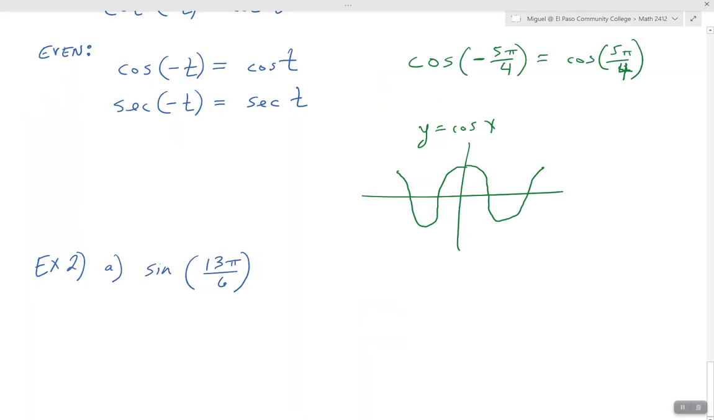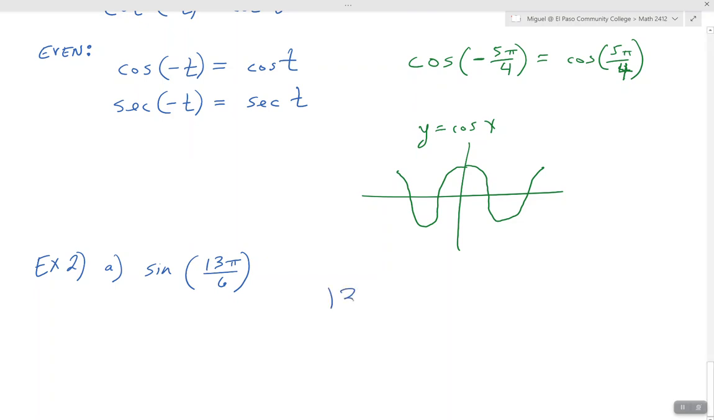So 13 pi over 6. Because it's bigger than 2 pi, remember the unit circle is only one revolution, so it only goes up to 2 pi. 13 pi over 6 is bigger than 2 pi. So that means you have to break it down a little bit.